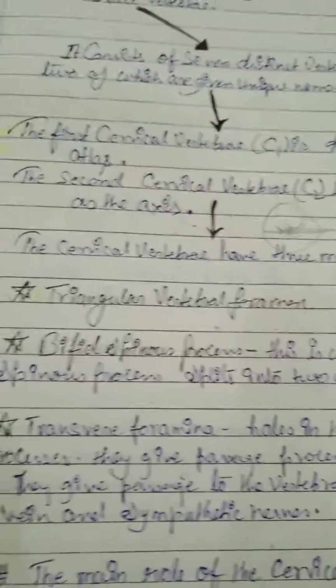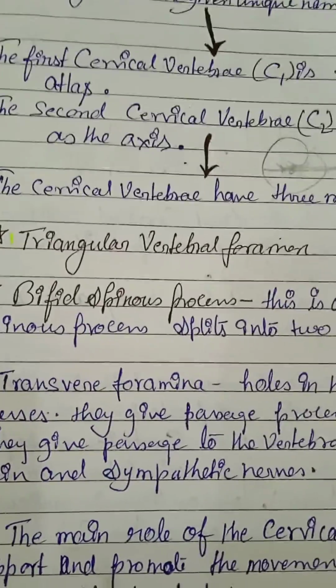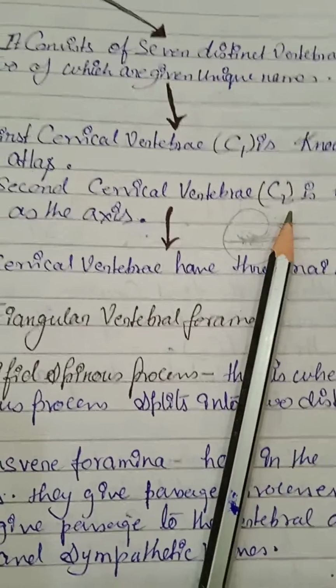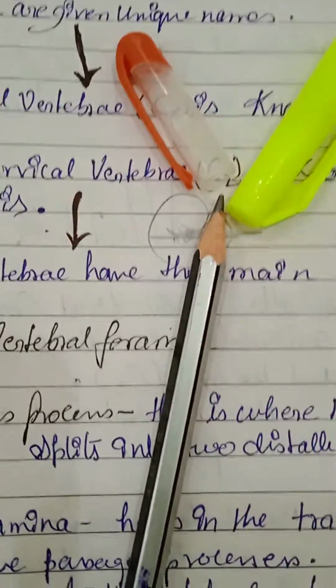Triangular vertebral foramen and spina bifida: this is where the spinous process is split and divided into two. Multiple spines form like that. The two forms are called spina bifida.